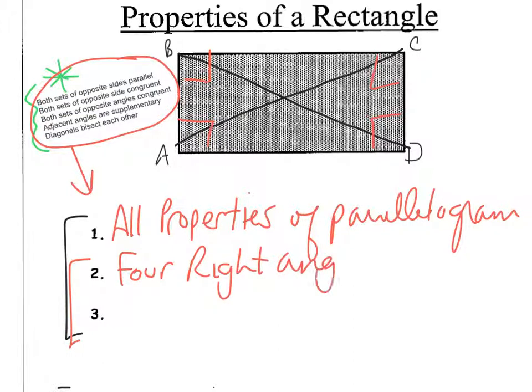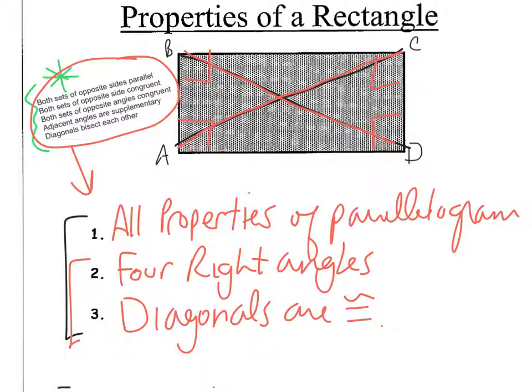The other property has to do with the diagonals. In a parallelogram, we do know that the diagonals bisect each other, but in the parallelogram, the diagonals were not congruent. In the rectangle, not only do they bisect each other, but they are congruent in length as well. So we're going to say that the diagonals are congruent.